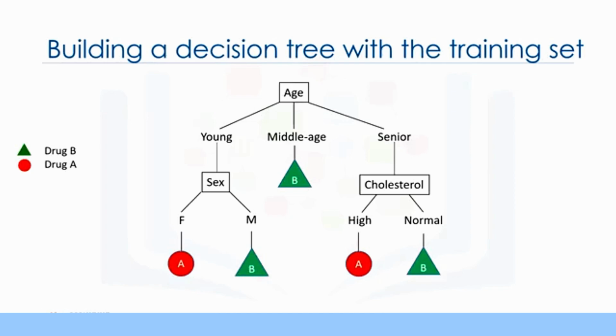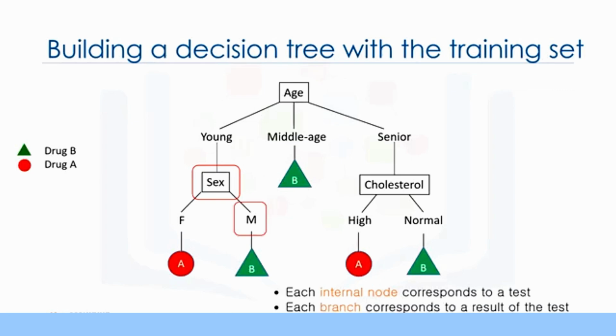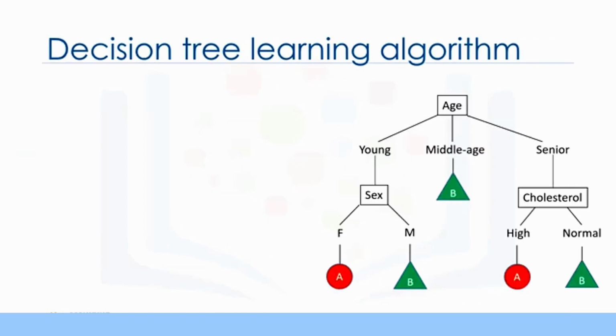As you can see, decision trees are about testing an attribute and branching the cases based on the result of the test. Each internal node corresponds to a test, and each branch corresponds to a result of the test. And each leaf node assigns a patient to a class. Now the question is, how can we build such a decision tree? Here is the way that a decision tree is built.